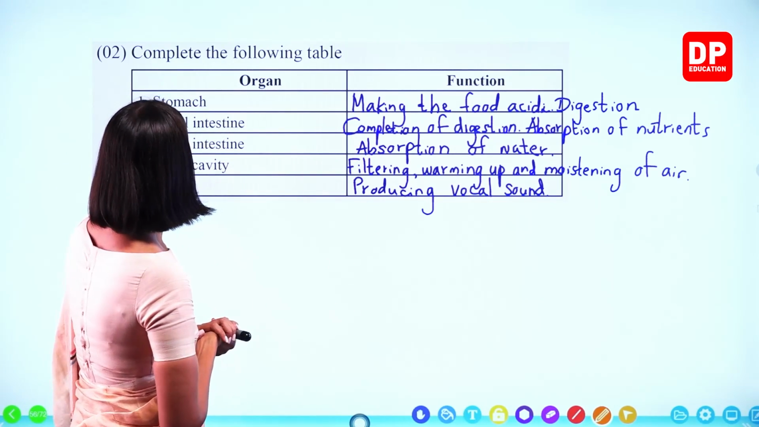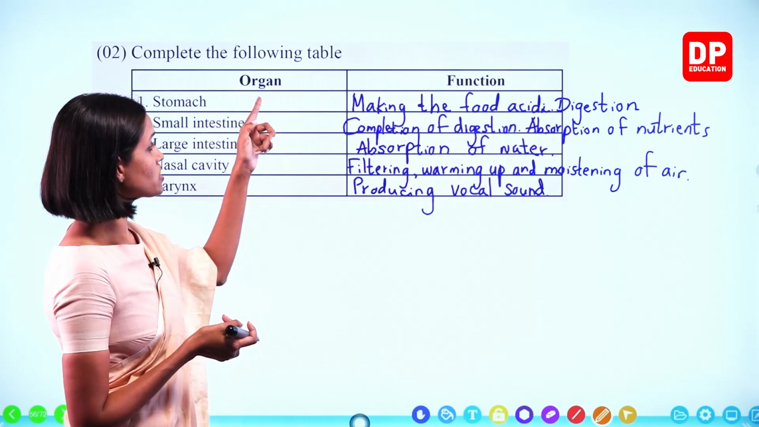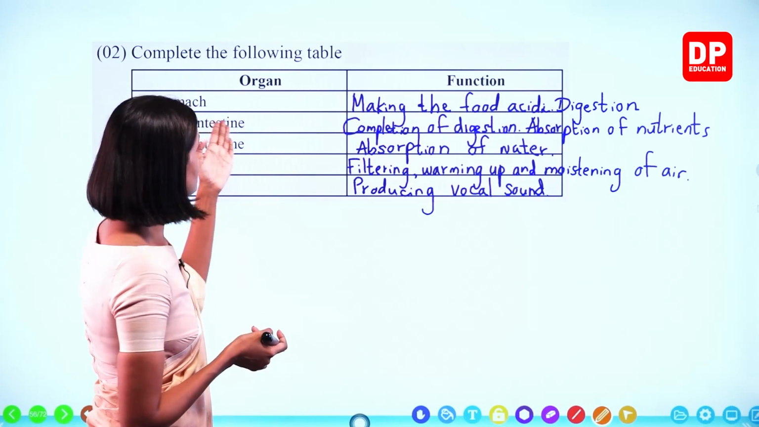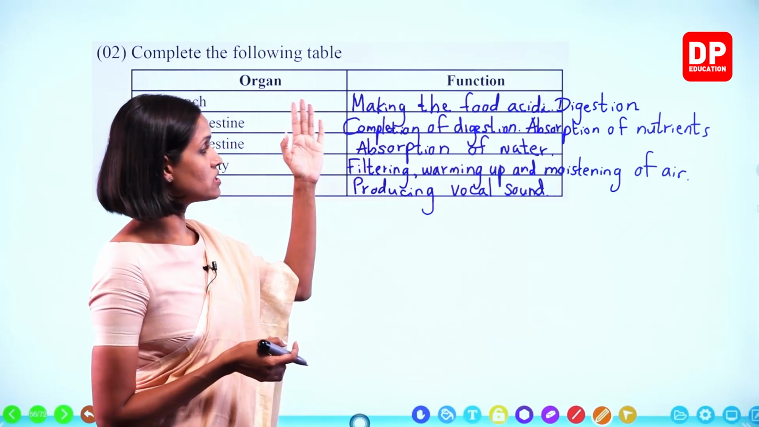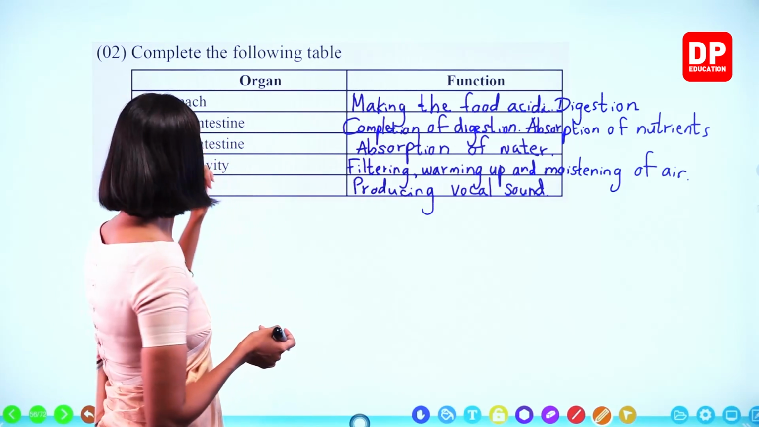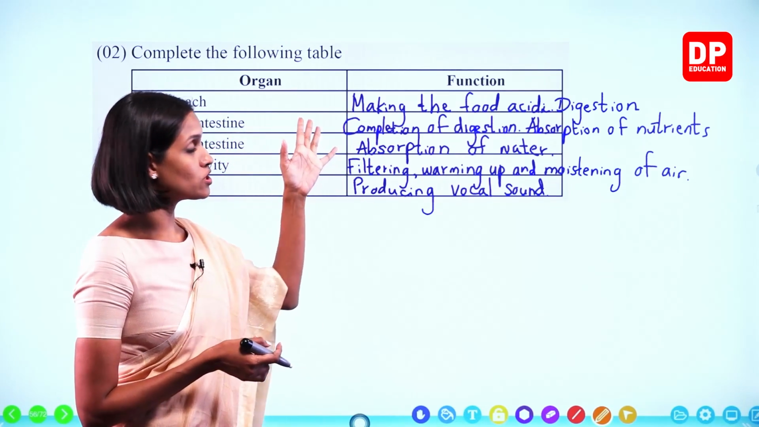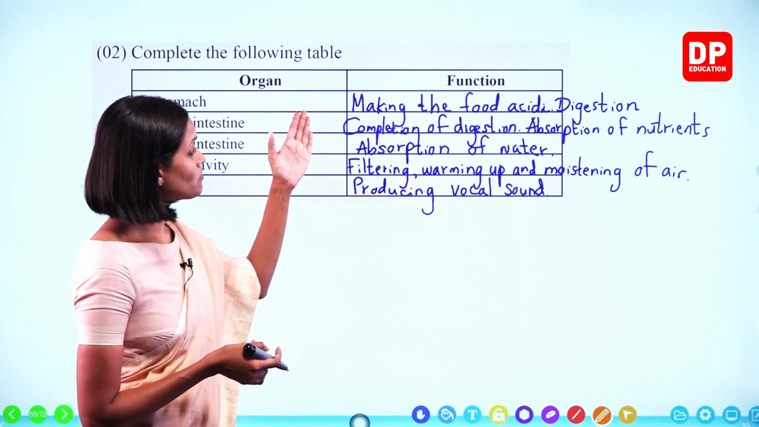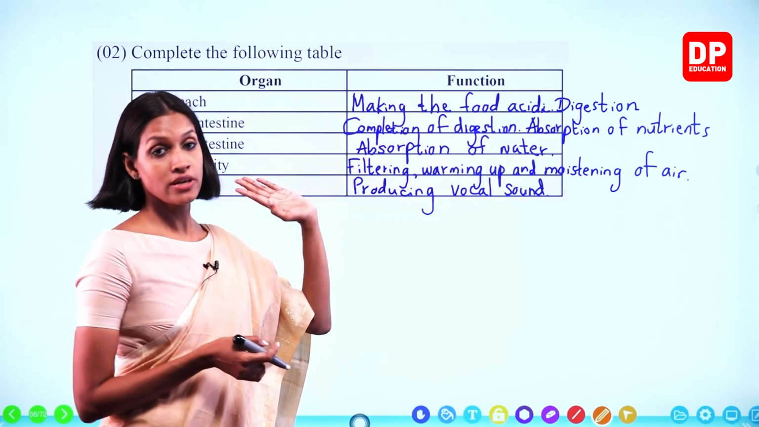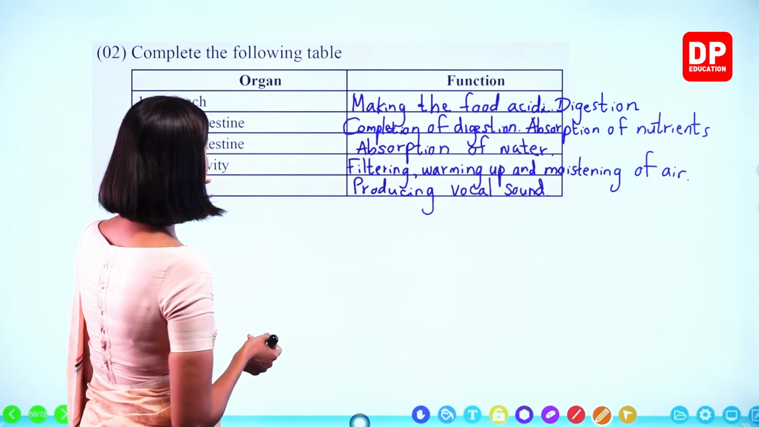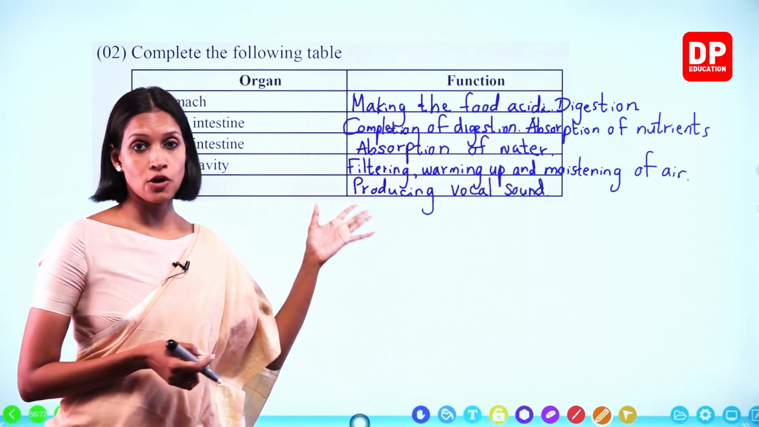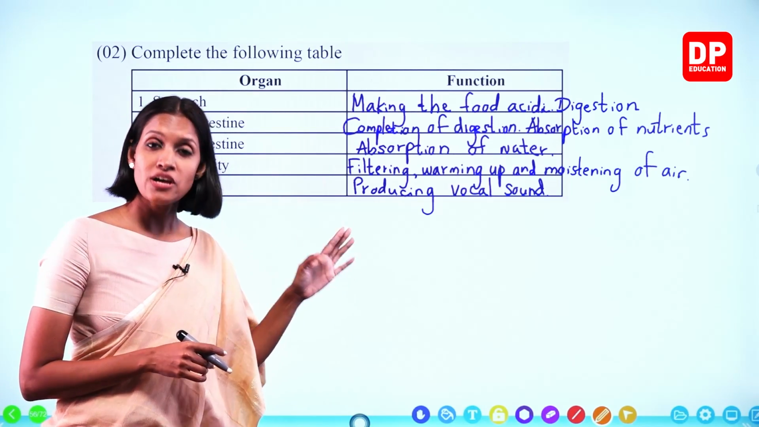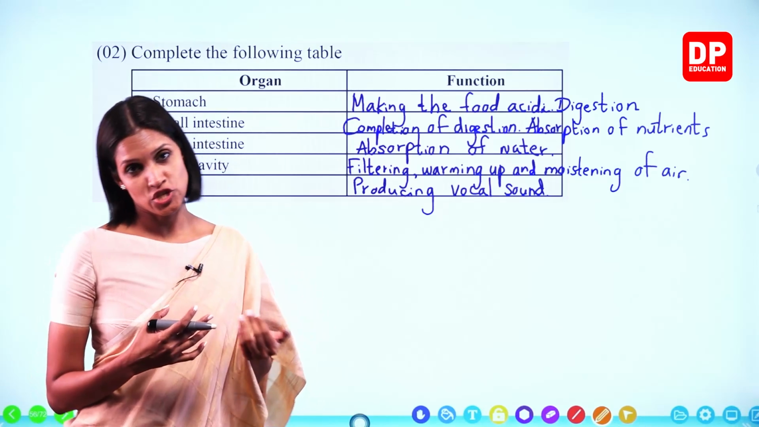Right, children? So the organ stomach, function: making the food acidic and digestion. Okay? Small intestine, completion of digestion, absorption of nutrients. Large intestine, absorption of water. Nasal cavity, filtering, warming up and moistening of air. Right? Larynx, producing vocal sound. So we have completed the activities given in the textbook. Now we are going to do the extra questions.